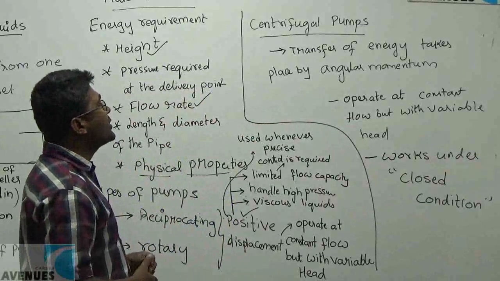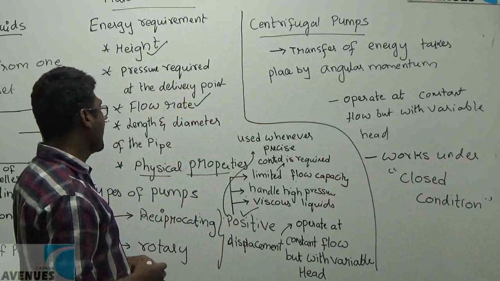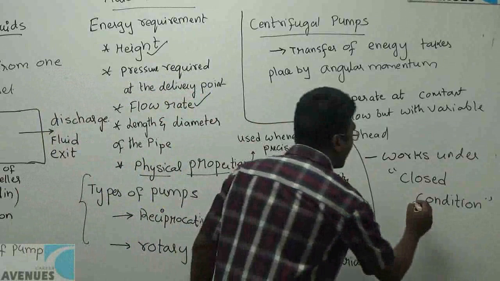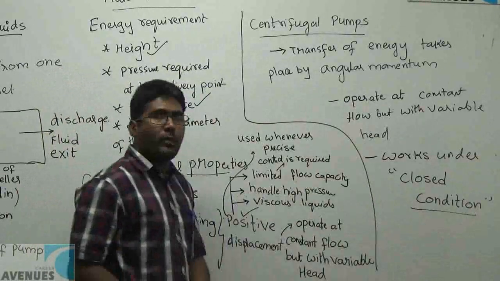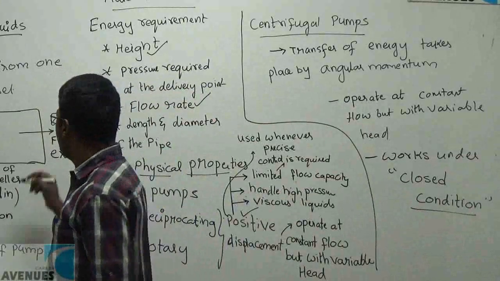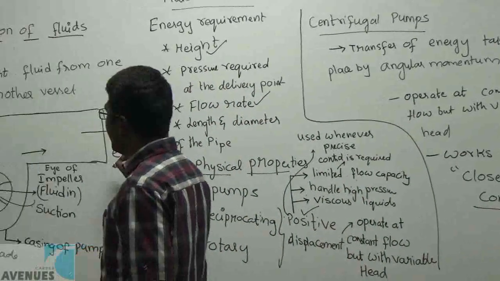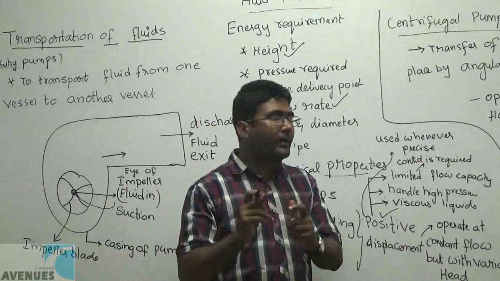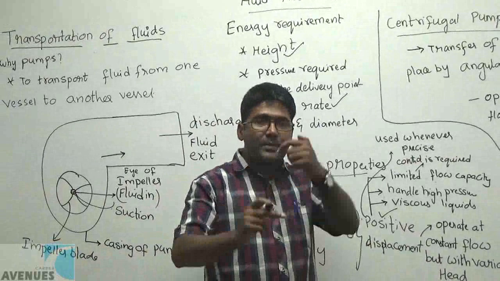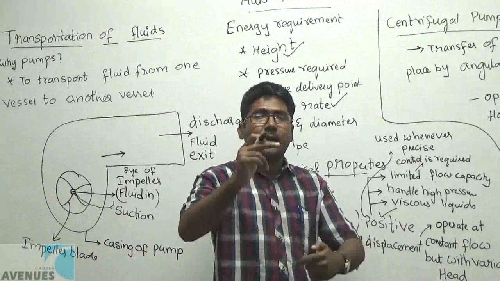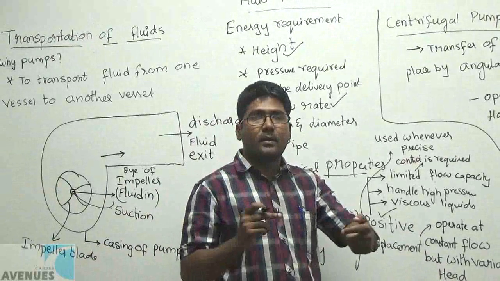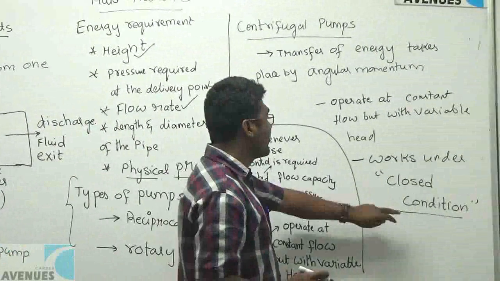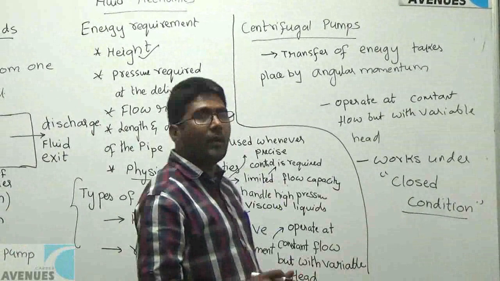The main advantage of centrifugal pumps over the positive displacement pumps is that they work under closed conditions. What do you mean by closed condition? You just close the discharge line and run the pump. In that case, what happens? The pump circulates the fluid and keeps it engaged without causing any damage to the pump. That is the advantage of using a centrifugal pump.